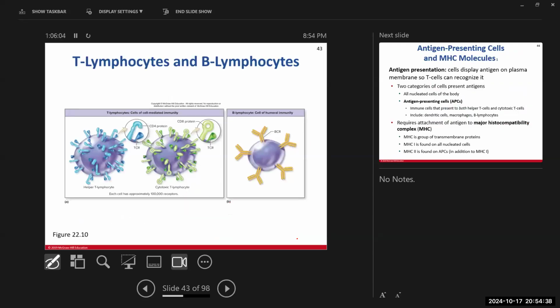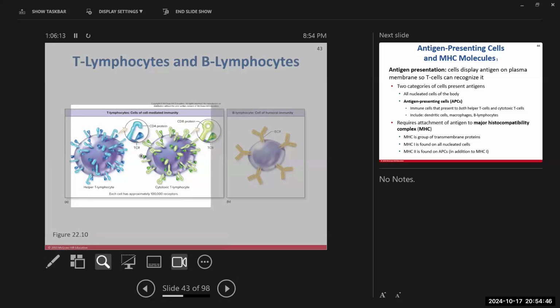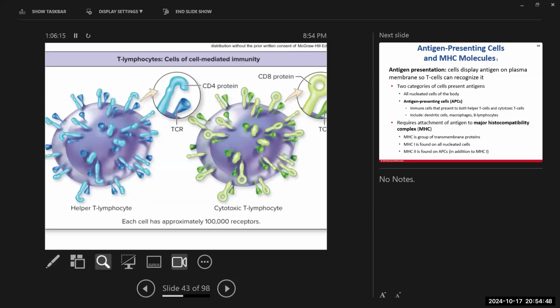All right. So T lymphocytes and B lymphocytes. This is what we're looking at here. If we zoom in, we have our two types. Here you can see our helper T cell on the left. You can see all these things popping off of the cell itself. These are the receptors. And there are only two types of receptors that I want you to know for this class. You have what's called the TCR, which stands for T cell receptor.